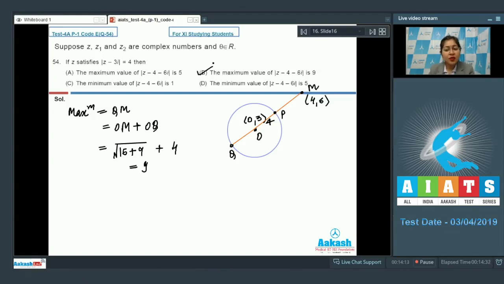Now let's find out the minimum value also. The minimum value will be equal to PM, right? That can be found by finding OM minus OP, that is equal to OM is 5 minus OP is the radius, that is 4. So that is equal to 1. So the minimum value is 1. So option number C is also correct.